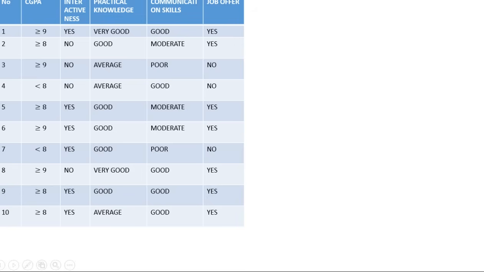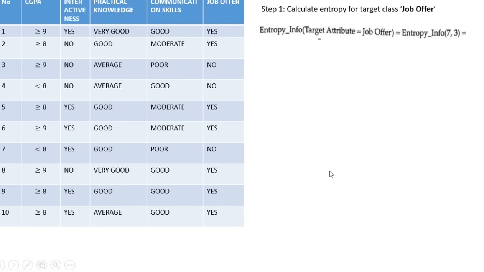So let's first rewrite the table here. The same table has been copied here. So the first step is you have to calculate the entropy for the target class. The target class is job offer, the last column here. So you have to calculate the entropy for the target class.